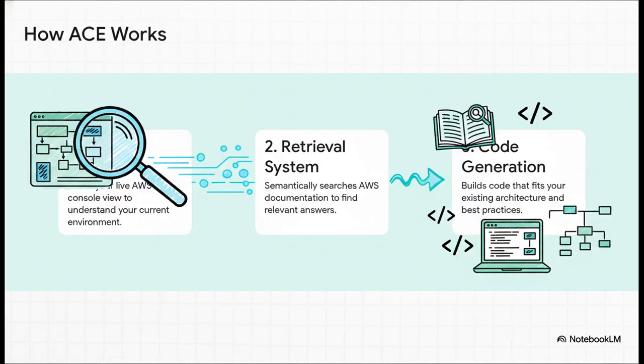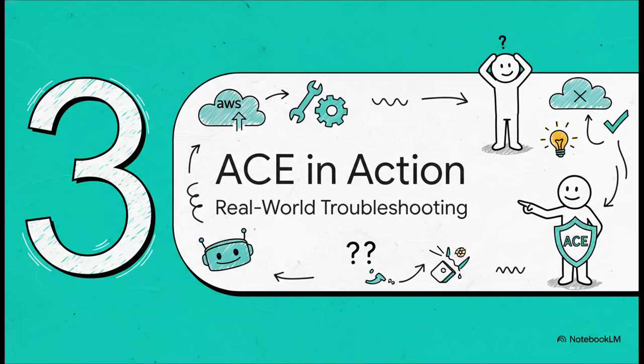So here's a quick look under the hood. It's really 3 systems working together. First, you've got a context engine that's basically scanning what you're looking at in the AWS console. Then, a retrieval system does a smart search through all of the AWS docs for what's relevant. And finally, a code generation layer puts it all together to build code that actually fits with what you've already got. Okay, enough theory. Let's see how this thing actually works in the real world.